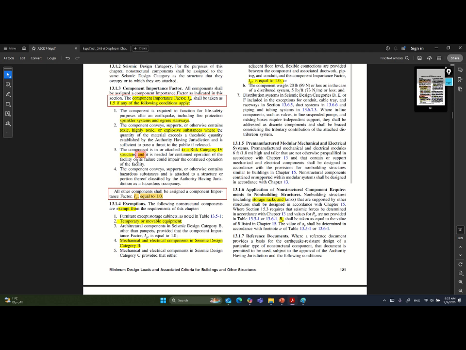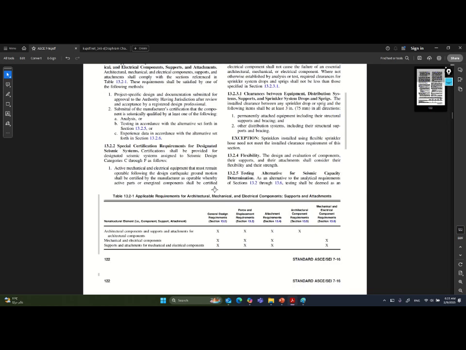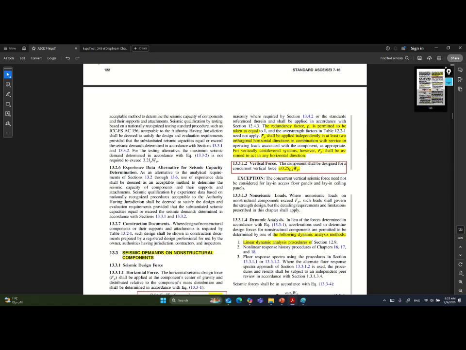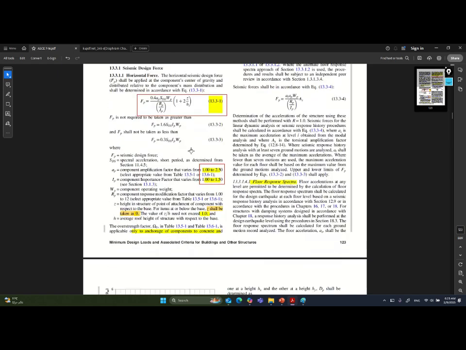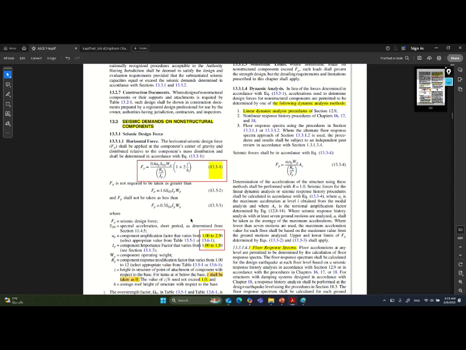So it is important to read these conditions, and all the other components shall be equal to 1. There is no 1.25, as with the structural building. Also, it is important to define the seismic force. It is the same as the one that we already calculated in chapter 12. It has the same value of 0.2 SDS multiplied by the weight of the equipment. That is the equation that I am focusing on.